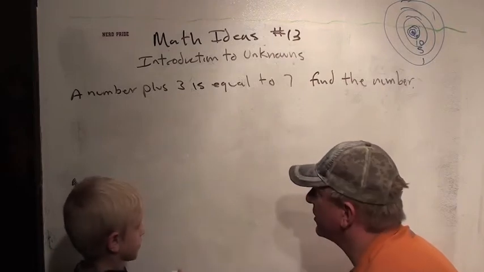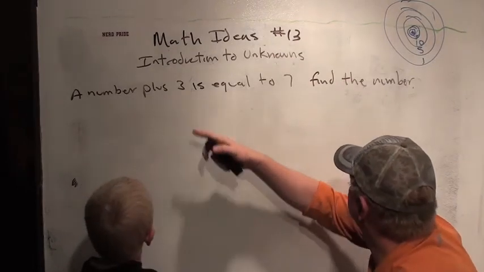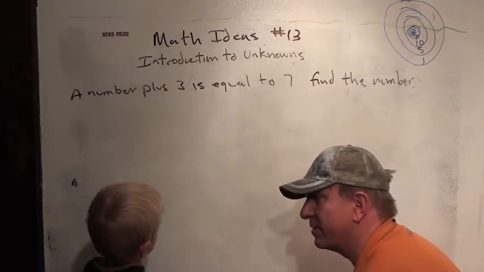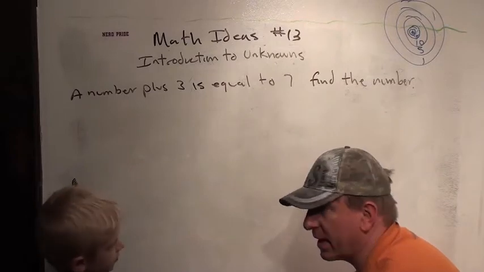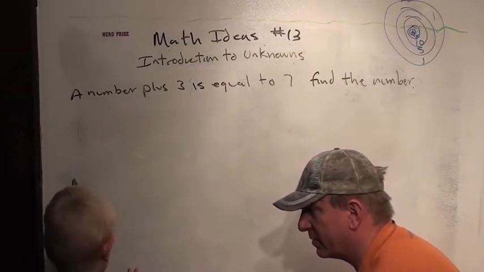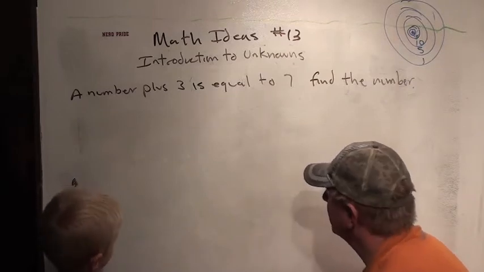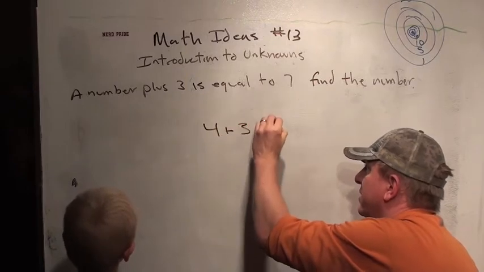Okay, so here's the question. Are you ready? Yep. A number plus 3 is equal to 7. Find the number. So find a number so that that number plus 3 equals 7. For instance, 4 plus 3 equals 7.